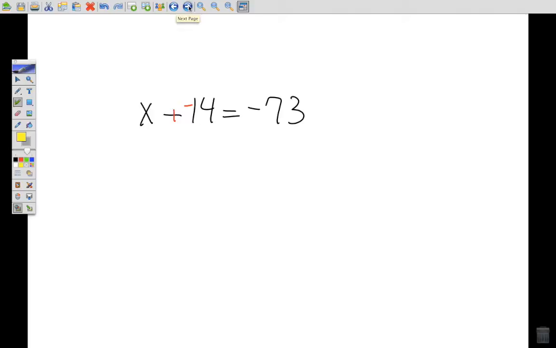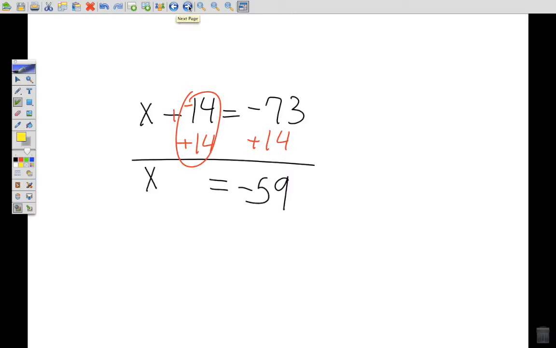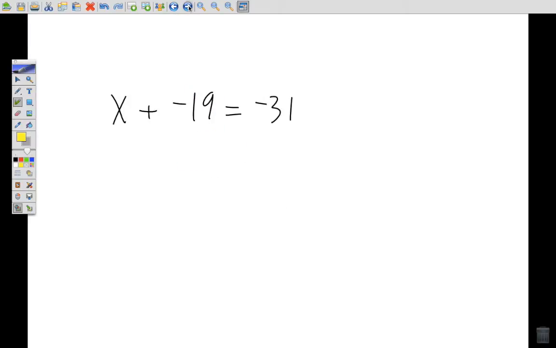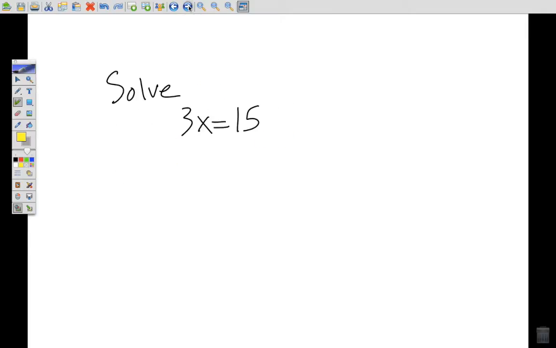So now we see what's happening to x is that we're adding negative 14. Well, the opposite of negative 14 is positive 14. So let's add 14 to the left side and to the right side of the equation. That gives us our final answer, x is negative 59. And that was the kind of problems we did last week. We could do one more example, but let's skip this. I think you've seen enough of these.